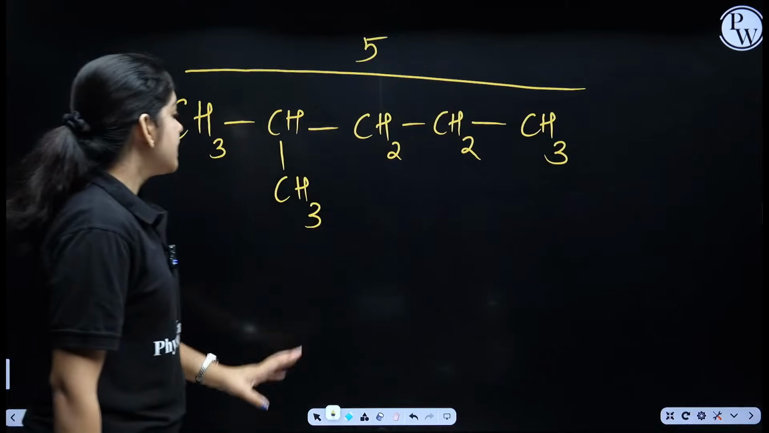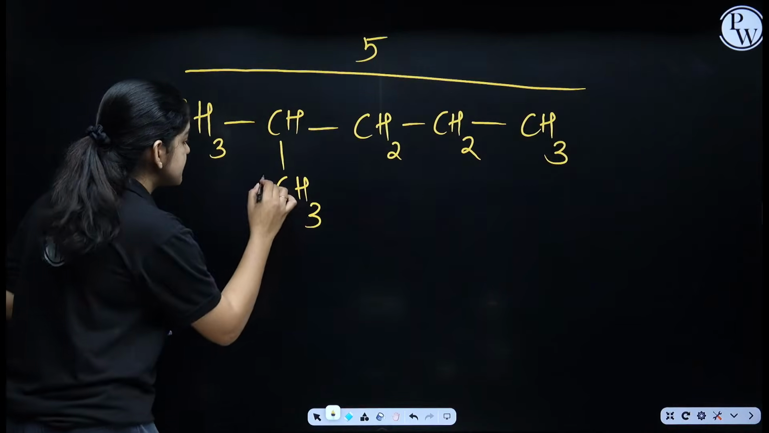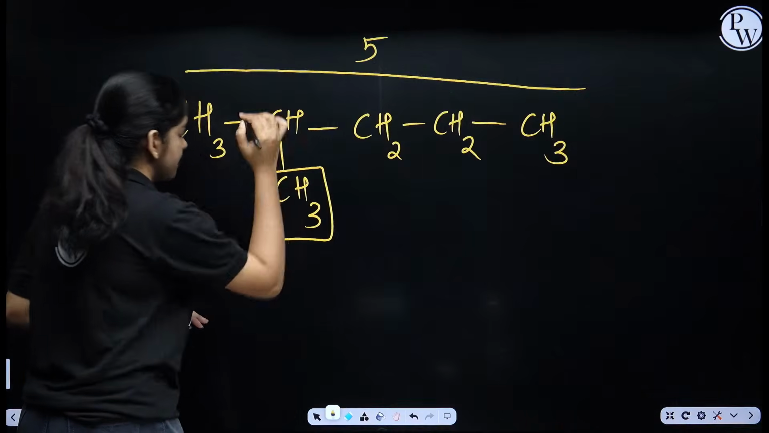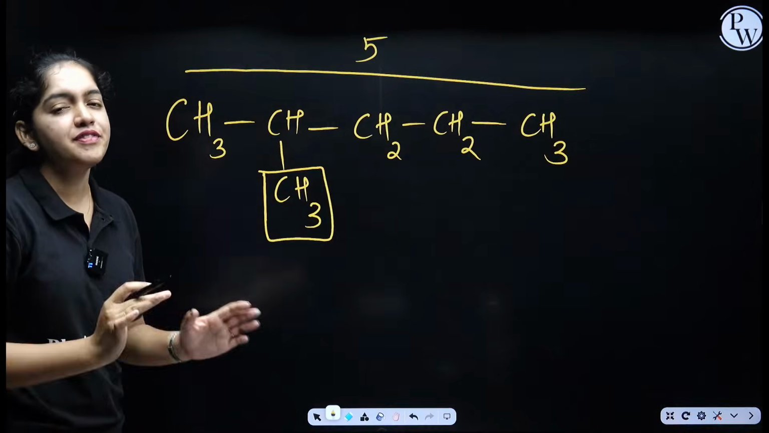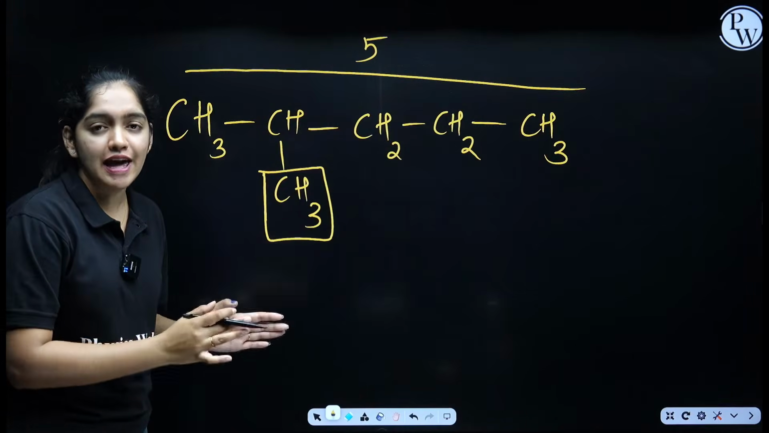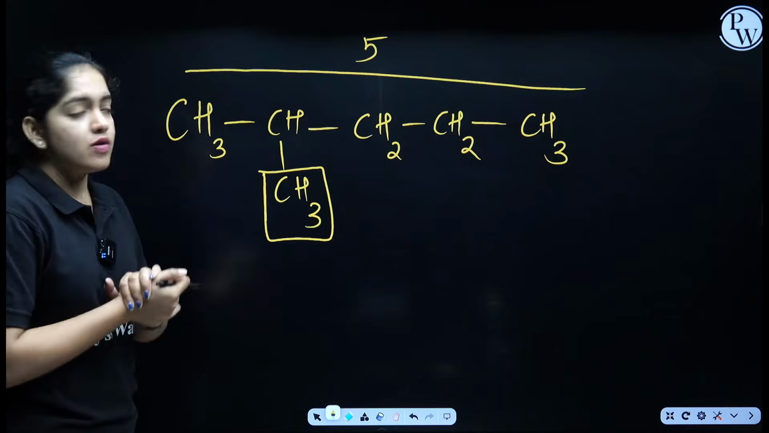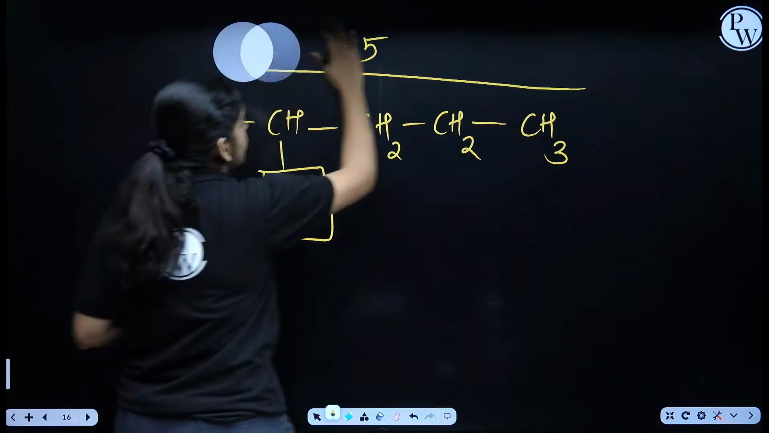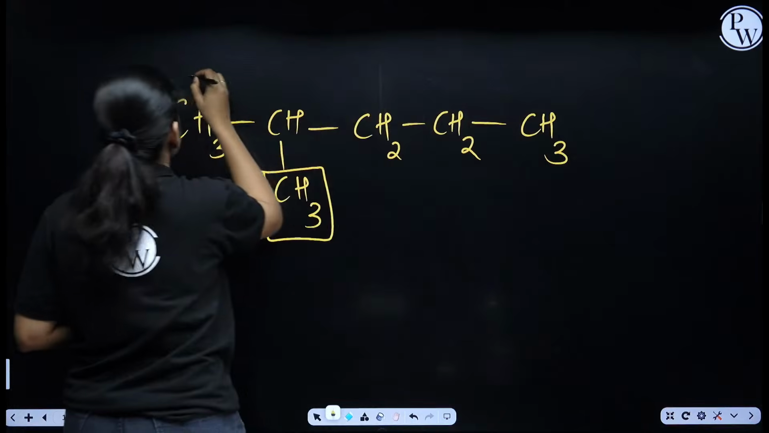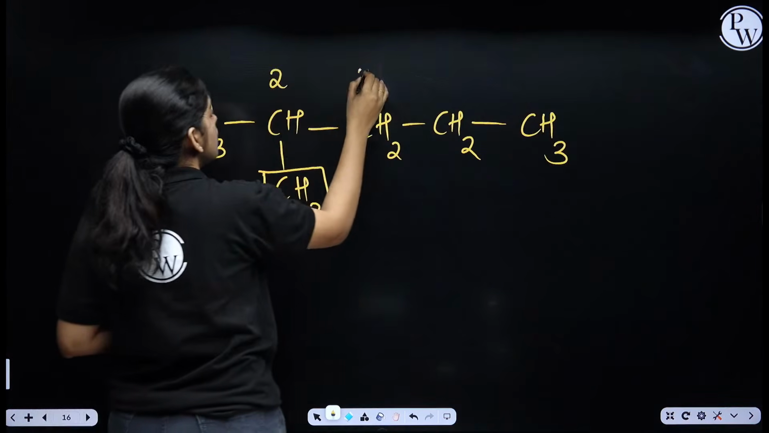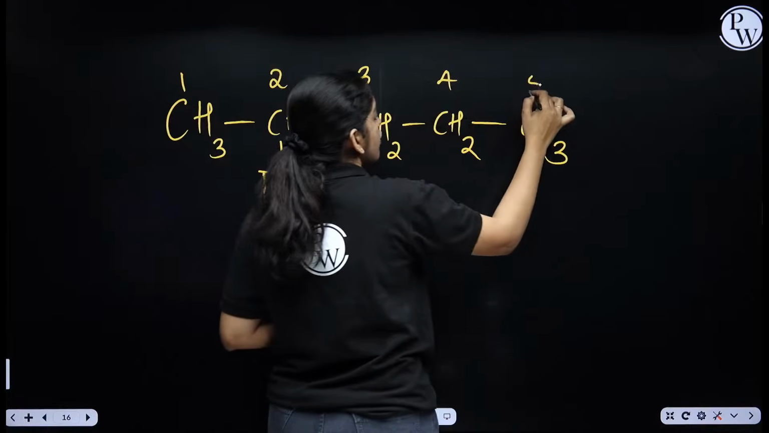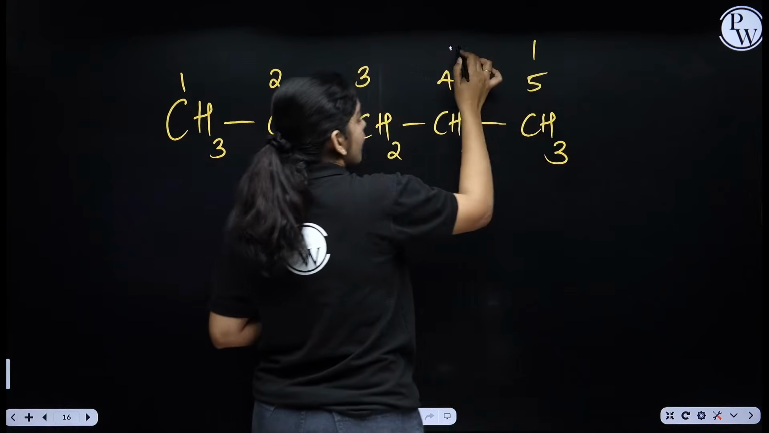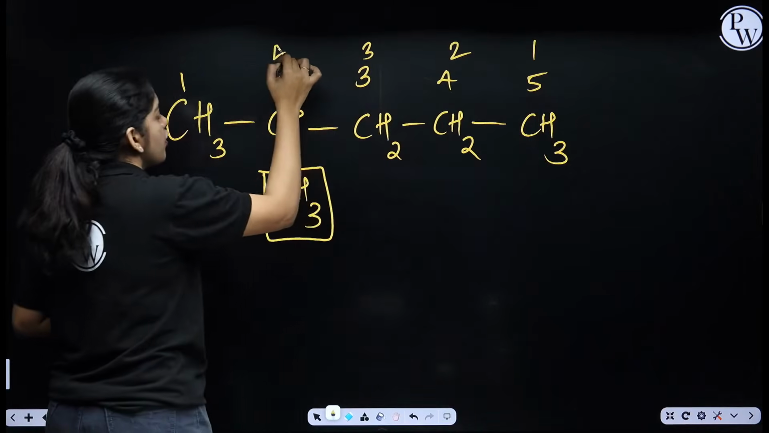Methyl group. Now we identify the branch. A branch is here, right? Now give number from left to right and right to left. So while numbering, we can start from here. 1, 2, 3, 4, 5. Opposite also 1, 2, 3, 4, 5.